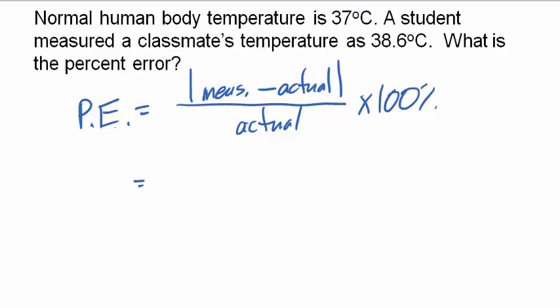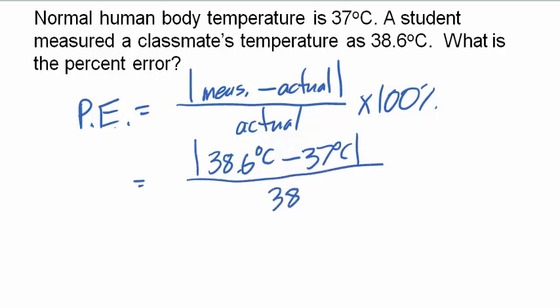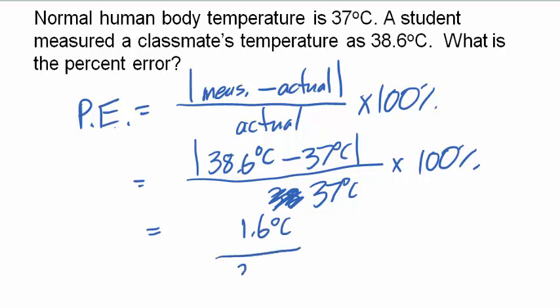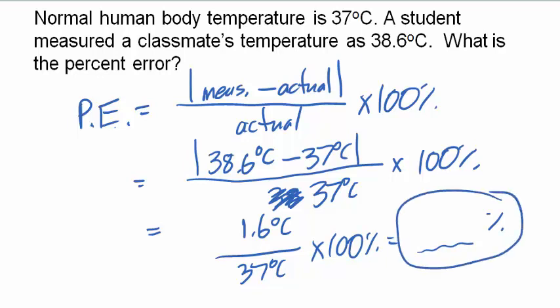So the measured is 38.6 degrees Celsius minus 37 degrees Celsius. You take the absolute value of that, and you divide by 37 degrees Celsius, and you multiply it by 100%. 38.6 minus 37 is 1.6 degrees Celsius divided by 37 times 100%, and you should get an answer. Again, I won't do it because you can type these in your calculators, but that's your percent error. It's something like 4.6 or 4.7% from my memory.